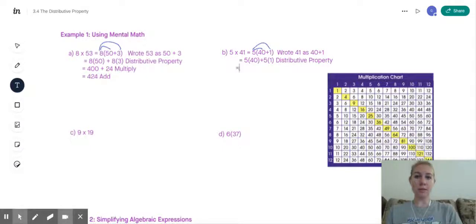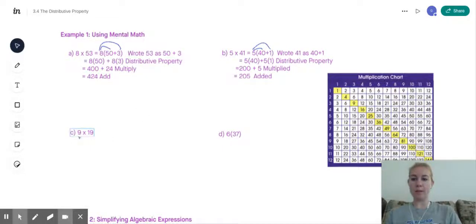And now let's solve. We can solve 5 times 40. Now 40 is a little big, so I'm going to cover up my 0, and I'm going to solve 5 times 4. Well, 5 times 4 is 20, and then we add that 0 back that we covered up. So 5 times 40 is 200, plus 5 times 1 is 5. And in that step, we multiplied. And then we need to add. So 200 plus 5 is 205. Okay. I encourage you to pause the video and see if you can solve 9 times 19 and 6 times 37 using the same method that I did.